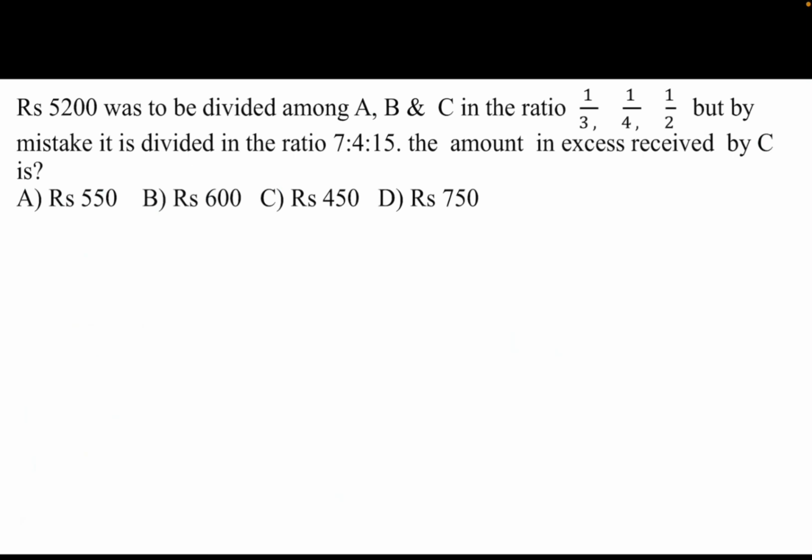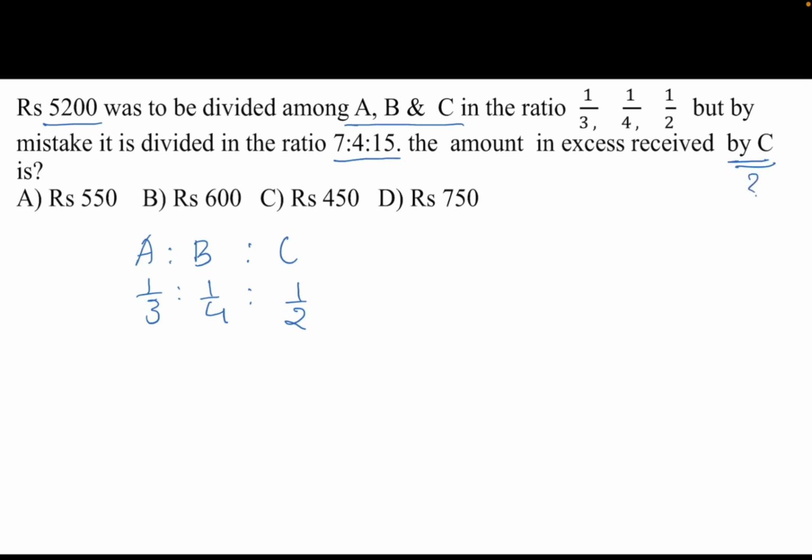This 5200 was to be divided among A, B and C. In what ratio should it have been divided? It should have been divided in the ratio 1/3 is to 1/4 is to 1/2. But by mistake they divided it in the ratio 7 is to 4 is to 15. So how much excess did C get?